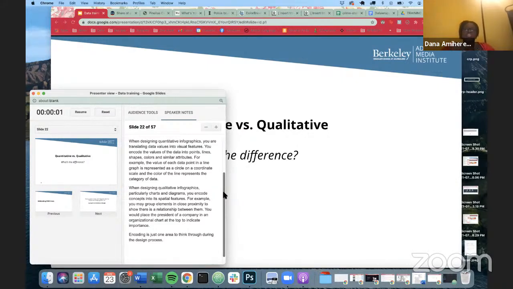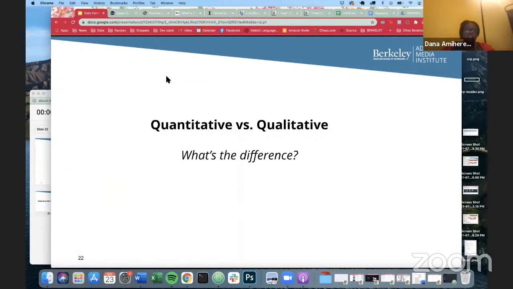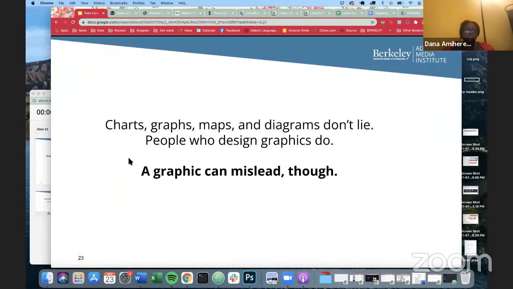And our job as journalists, as data visualists, is to make sure that things don't get lost in translation, and that the integrity of the information is kept intact. Because ultimately, it's not the thing that we create that is doing the lying; it's the people who make them.